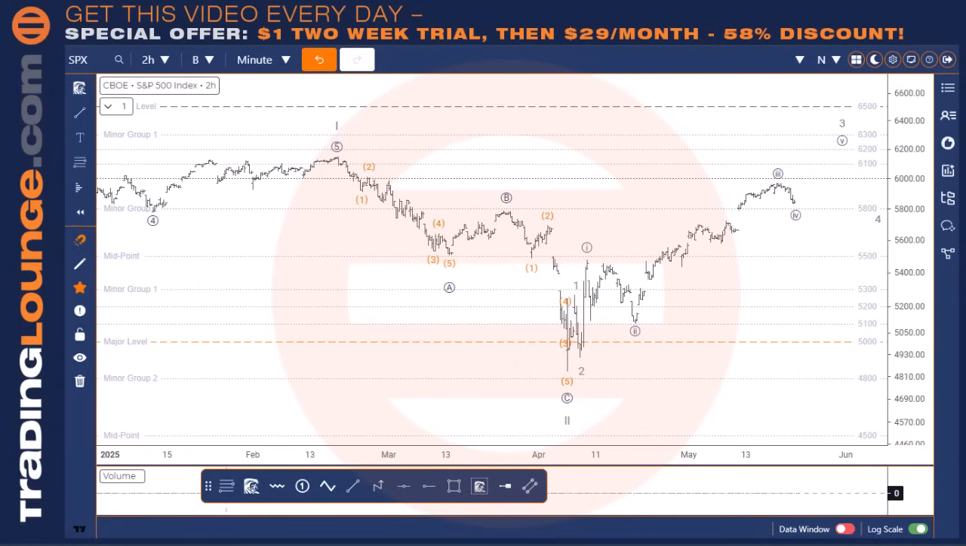We're looking at the cash market, the SPX here. We're on a 2-hour chart. Just wanted to look at the slightly bigger picture. This is the top of the market over here. We've got a very clear ABC correction here in this case.